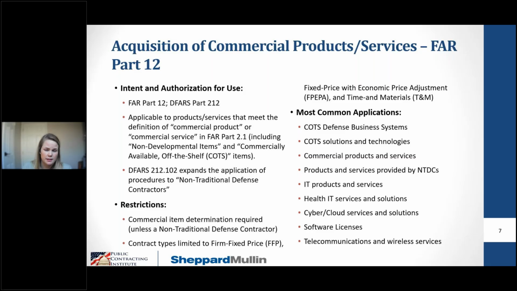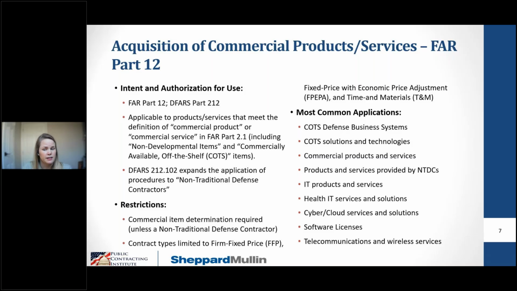And in short, to be commercial, your product needs to be of a type customarily used by the general public or for non-governmental purposes that's been sold or offered for sale to the general public. Commercial products are allowed to have some customization to meet your government needs, but COTS products, commercially available off the shelf, essentially have to be off the shelf. No customizations allowed there.